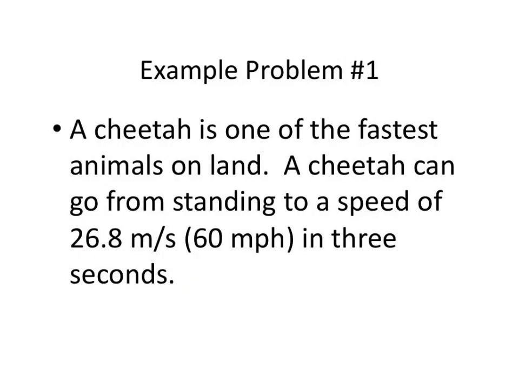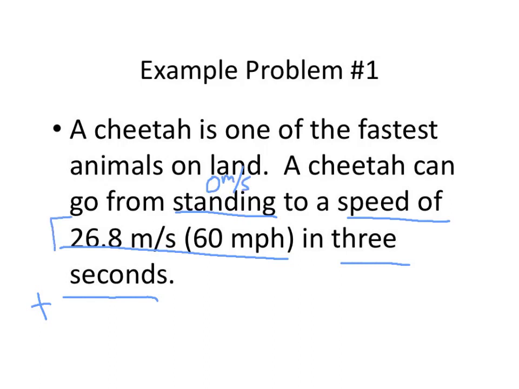Alright, so let's try a problem using these acceleration equations. A cheetah is one of the fastest animals on land. A cheetah can go from standing to a speed of 26.8 meters per second, or 60 miles per hour, in 3 seconds. Okay, 3 seconds would be a time. If you're standing, that means you're not moving. We'll give you an initial speed of 0 meters per second. And the cheetah sped up to 26.8 meters per second. That would be our final velocity, what it sped up to. And our initial velocity, since it's standing, would be VI.